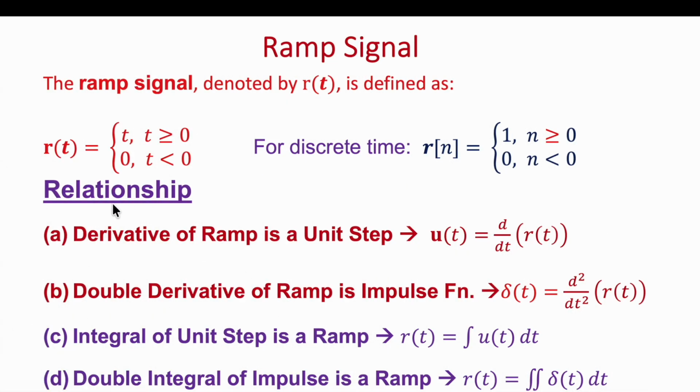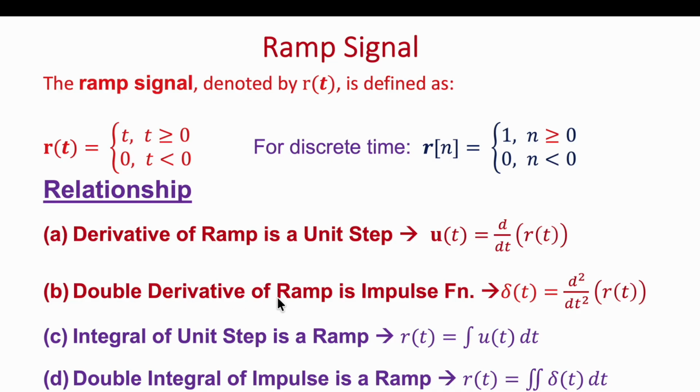We can have different relationships between the unit step function, the unit impulse function, and the ramp function. The first one is the derivative of the ramp. The derivative of the ramp is the unit step signal. If you take the derivative of the ramp, we know that the ramp function is equal to t, so d of t by dt is equal to 1, which is the unit step function.